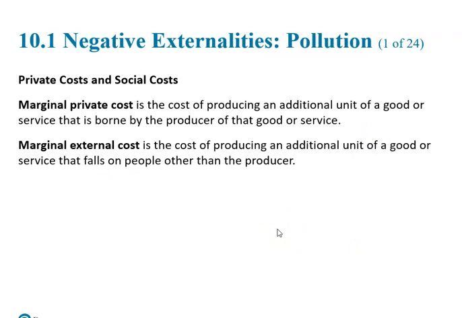So another distinction that we have to make in the case of negative externalities, and we will be dealing with the example of pollution, is between private costs and social costs. Marginal private cost is the cost of producing an additional unit of a good or service that is borne by the producer of that good or service. On the other hand, marginal external cost is the cost of producing an additional unit of a good or service that falls on people other than the producer.